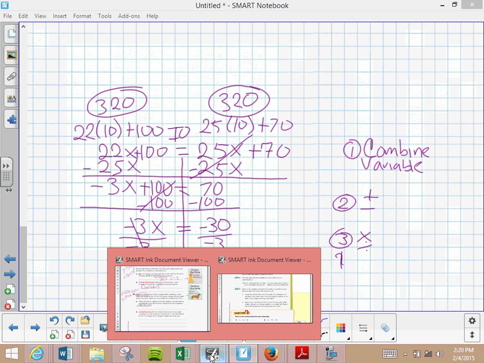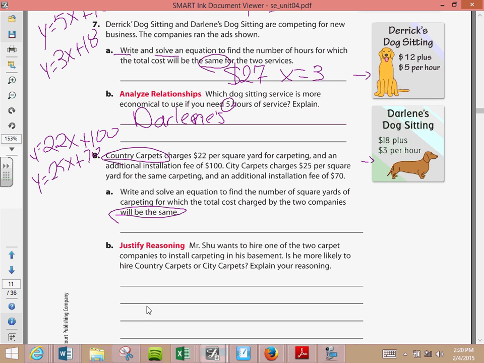So it says, blah, blah, blah. Well, it would be at how many? Wait, what does the x represent again? What does it represent? The square yards. So it'll be for 10 square yards. For 10 square yards, they will cost the same. But what is that cost? How much will they pay? 320, right?